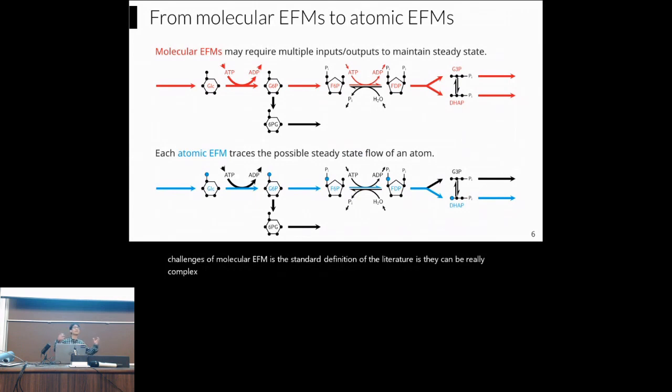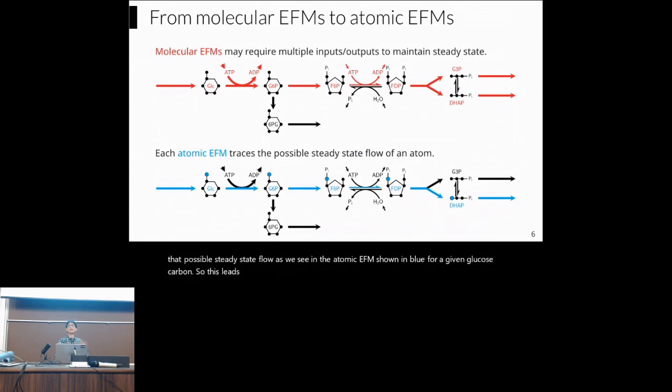In big networks, we can have multiple inputs and outputs, as you can see by our molecular EFM highlighted in red. And so when we're interested in studying metabolism, we're often interested in studying the nutrient source remodeling metabolism. And so why not instead define an EFM with respect to, say, an individual atom, like a carbon of that glucose molecule entering the network, and tracing that possible steady-state flow as we see in the atomic EFM shown in blue for a given glucose carbon.